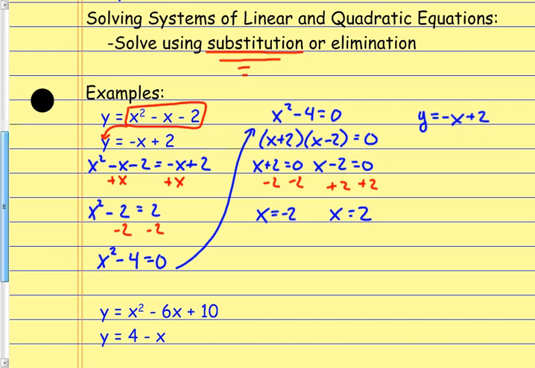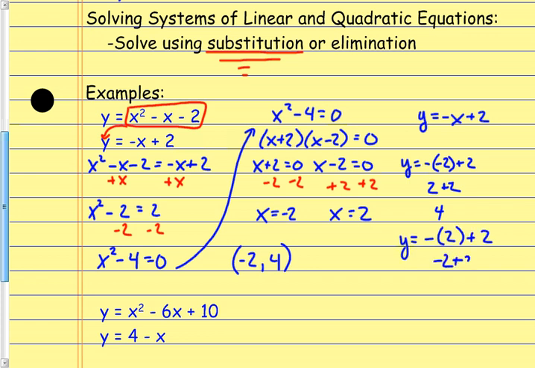So when I do the first one, that's going to give me y equals negative 2 plus 2, which is 0... wait, negative of negative 2 is 2, plus 2, which is 4. So that gives me the ordered pair negative 2, 4 for my first answer. And then I also have to plug the other x value in here. So I have a negative, and then I plug the 2 in. That's a negative 2 plus 2, which is 0. So that's the ordered pair 2, 0.